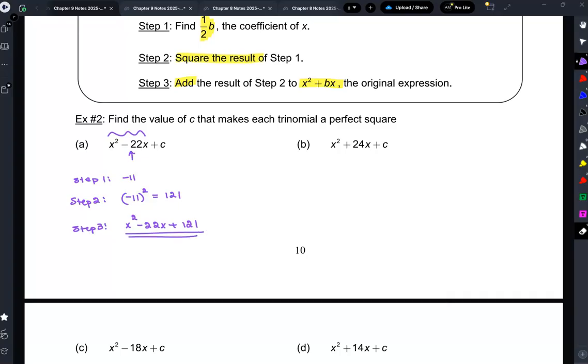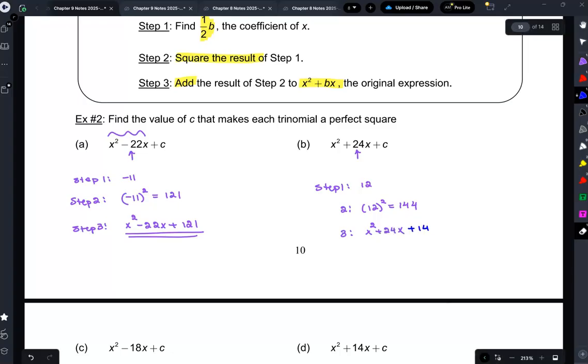And now I have a perfect square trinomial. Okay, so let's do one more. That's my b. How much is b? 24. Okay, so step 1, I take half of b. How much? 12. Step 2, I square that number. What do I get? Right. Step 3, I now add it: x squared plus 24x plus 144.